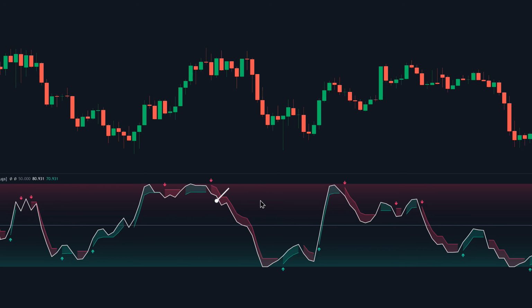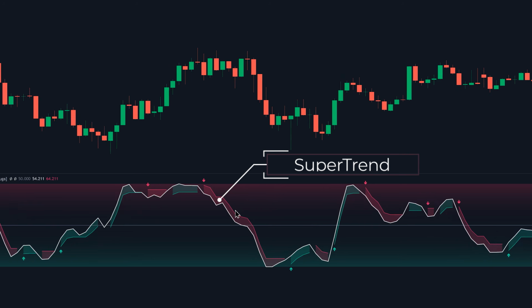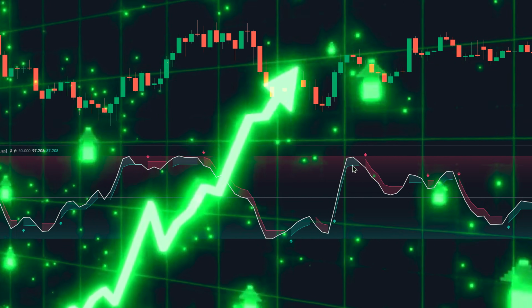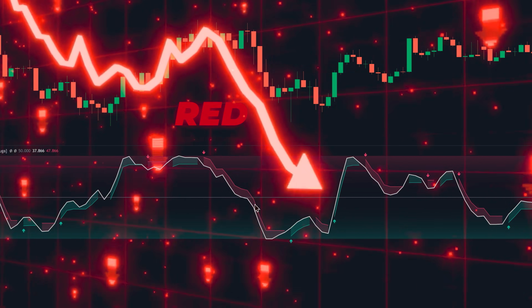The next component we have here is the SuperTrend on the Stochastic RSI, which we can just call the SuperTrend. It's plotted around the Stochastic RSI line, basically sandwiching it, and it changes color. It's going to be green for areas of bullish momentum and red for areas of bearish momentum.